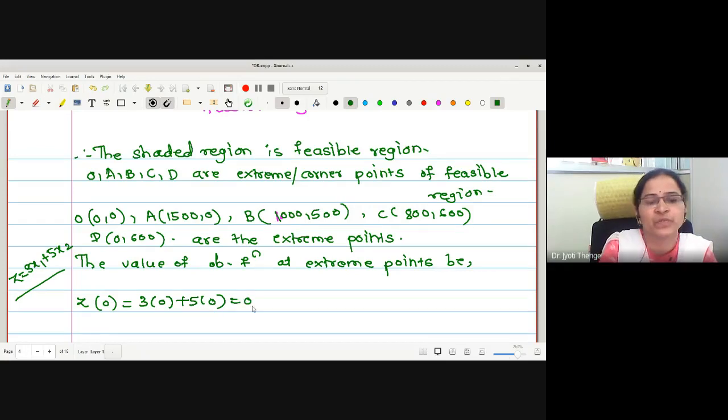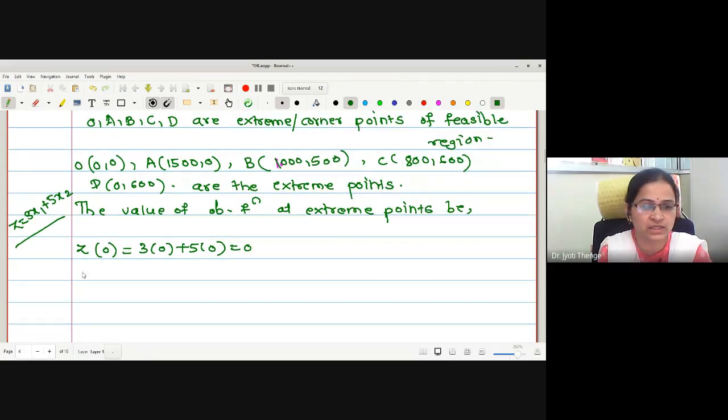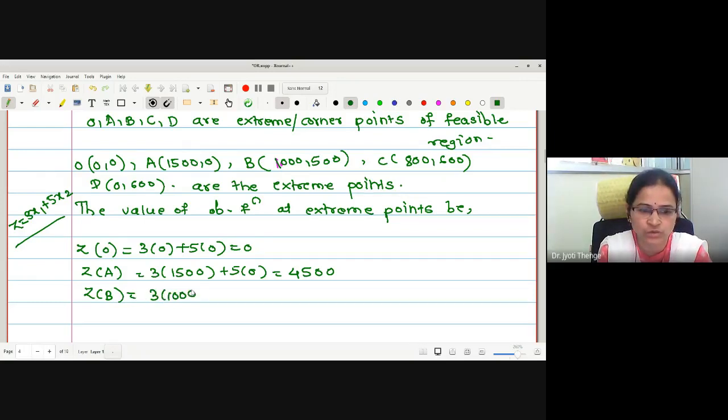What is the value at A? Z at A is 3 into 1500 plus 5 into 0. How much is the value? 4500. What is Z at B? Z at B is 3 into 1000 plus 5 into 500. How much is the value? 3000 plus 2500. This is 5500.